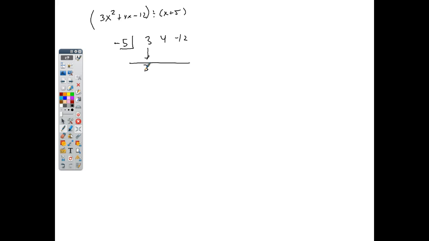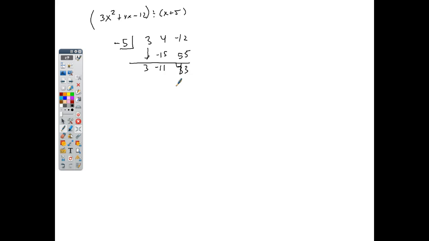3 times negative 5 is? Negative 15. 4, you know what, I should do this problem over here. Should I do this problem over here? Be more example. No, okay, fine. Now 4 minus 15 is? 4 plus negative 15 is? Negative 11. Negative 11 times negative 5 is? 55. 55 minus 12? Or negative 12 plus 55? 33. No, 43. Thank you.